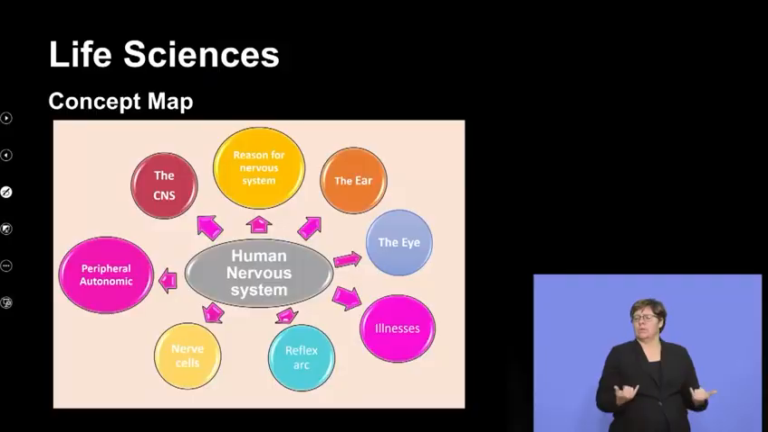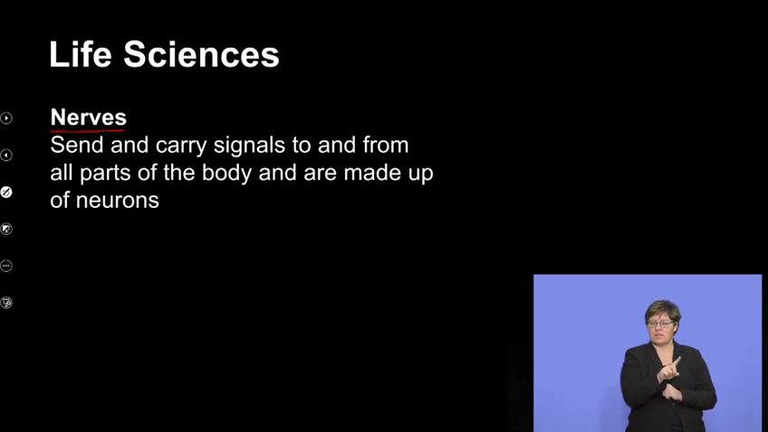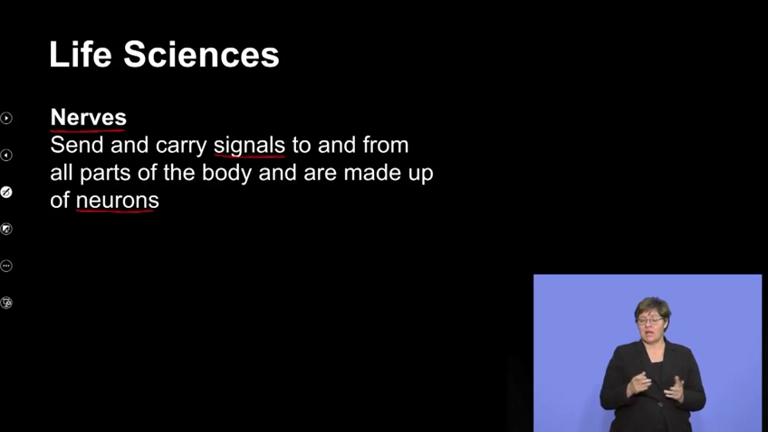So what are we going to be doing now? We have done the peripheral and the autonomic nervous system. Now we are moving to the nerve cells. Right, nerves. That is a new definition that's been added. And what is a nerve? It sends and carries signals to and from all parts of the body and are made up of neurons. So these signals it's sending are obviously our nerve impulses, right? So that's the signals they are talking about.